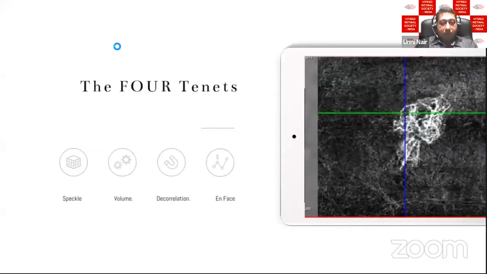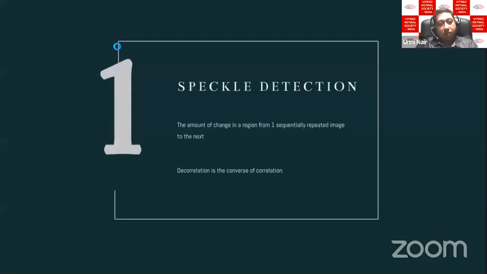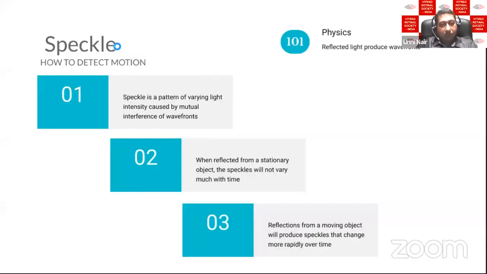There are four tenets of OCTA. That is the detection of a speckle, the scanning of a volume, understanding what decorrelation is, and viewing using en face. So the first we'll come to is what is speckle detection.